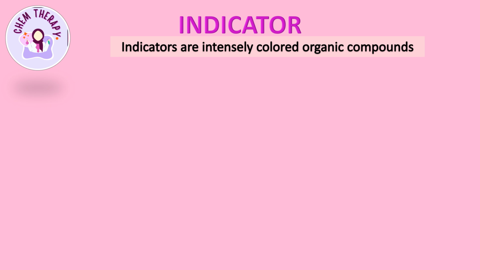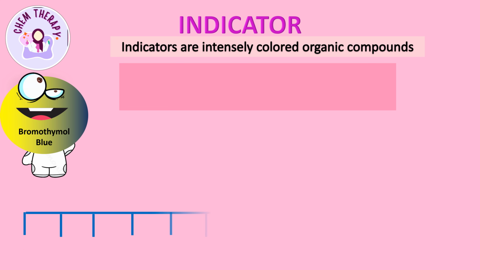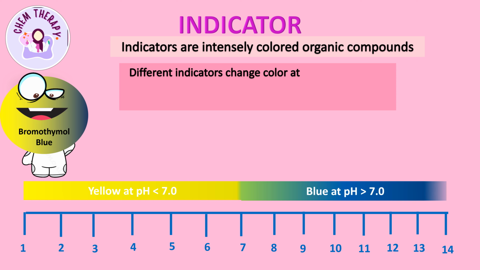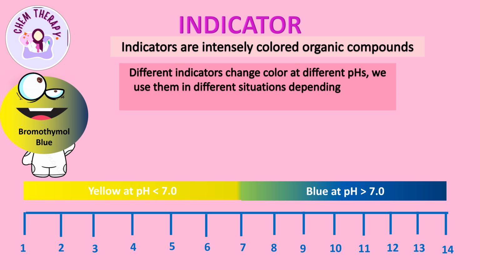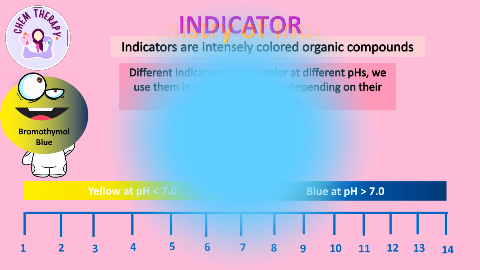Indicators are intensely colored organic compounds. There are many different indicators, and different indicators change color at different pH. So, we use these indicators in various situations, depending upon the unique pH range of each indicator.